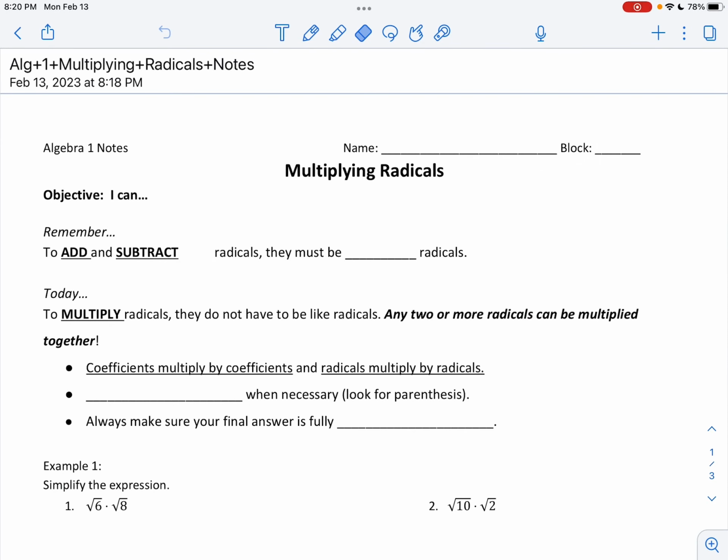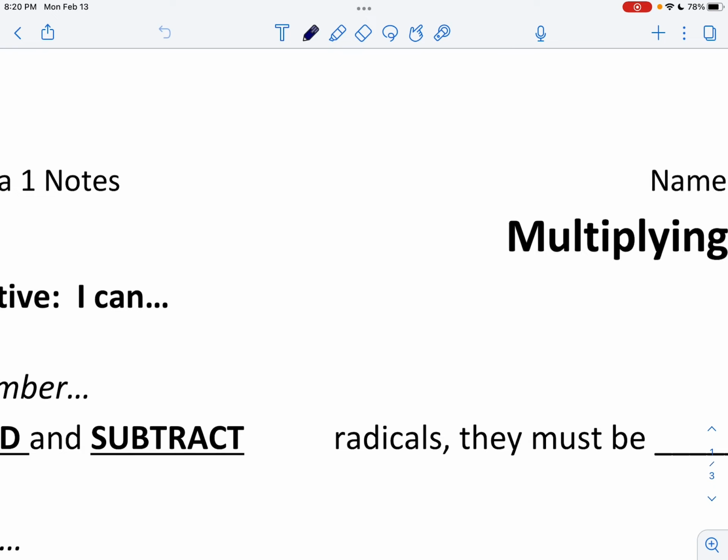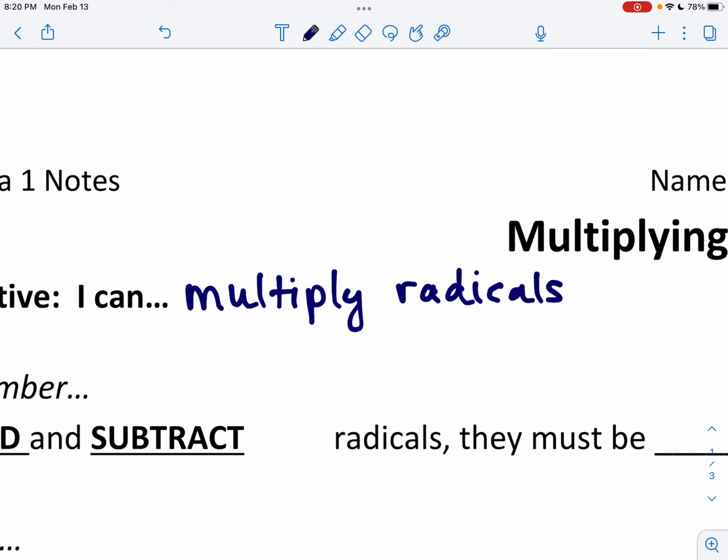So the first thing that we're going to do is multiply radicals. Today we're going to be multiplying radicals. By the end of this class, you are going to be able to multiply radicals. We have already learned how to add and subtract radicals and to simplify radicals, so we are going to apply everything that we know to today's lesson.